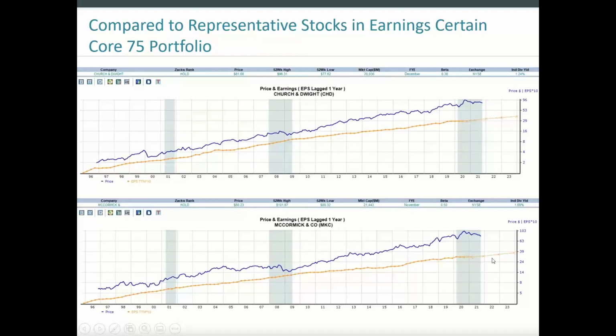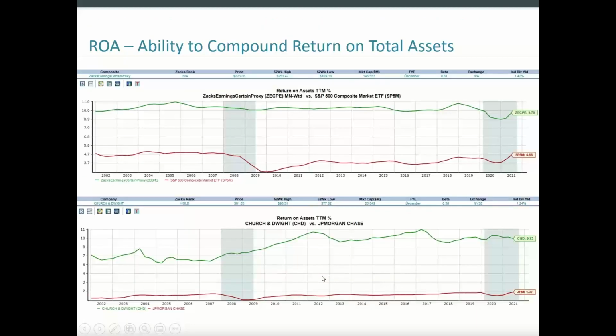Same thing with McCormick. Everybody's got to eat. Everyone knows the story with McCormick. This is the spice company, and look at the earnings stability. When we start talking about that ROA, that ability to compound return on total assets, again, I'm going to now speak to total assets as kind of a proxy for invested capital. I think that's probably a better way to explain it to everyone. To keep in mind that total assets equals liabilities plus capital, so we can use that as a proxy for invested capital.